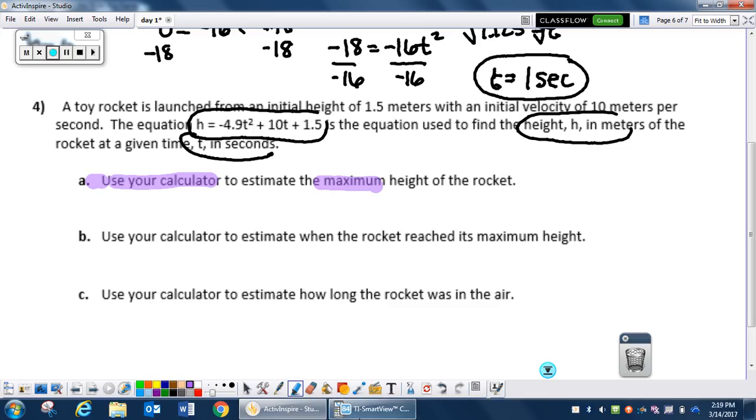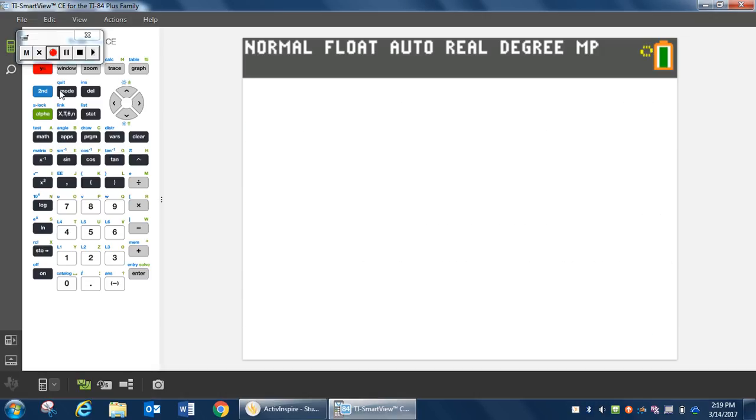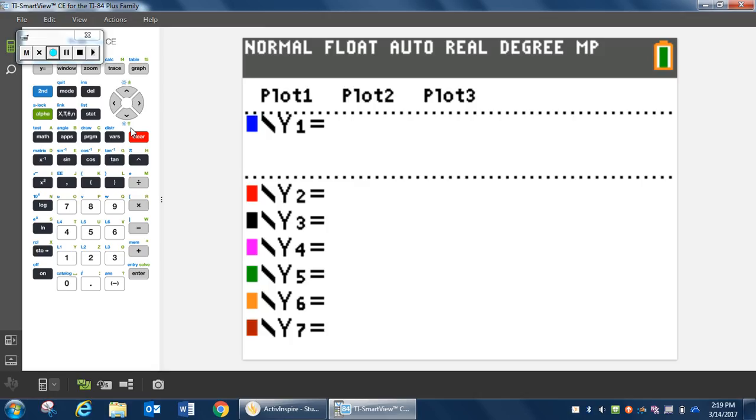So what I'm going to do is go into my y equals. Okay, I'm going to clear out anything that's in there, and I'm going to type in negative 4.9 x, oh, did I use a negative? No, I think negative 4.9 x squared. Alright, I'm just going to click the buttons. Hopefully you're doing this as well. X squared plus 10x plus 15. No, it's 1.5, right? Alright, plus 1.5.